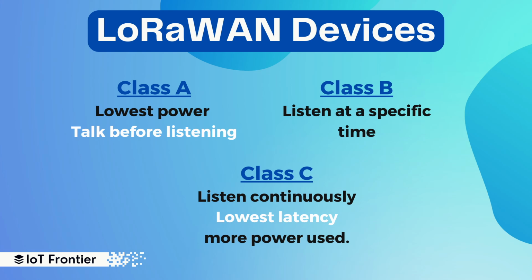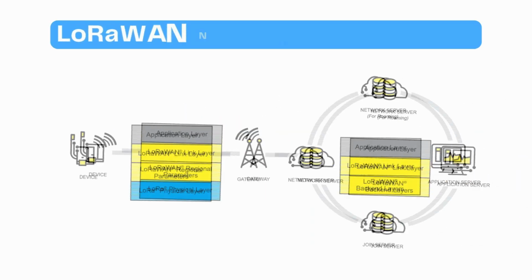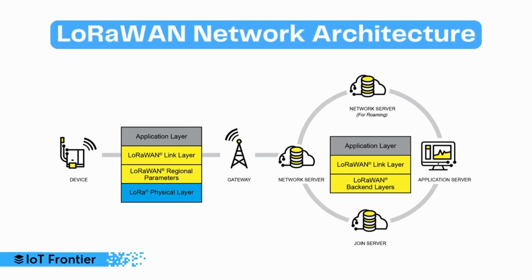Class C devices listen continuously. It has the lowest latency and more power is used here. It is majorly used when you want to do OTA updates and whenever the device is mains powered and not battery powered. Now let us look into the LoRaWAN network architecture.